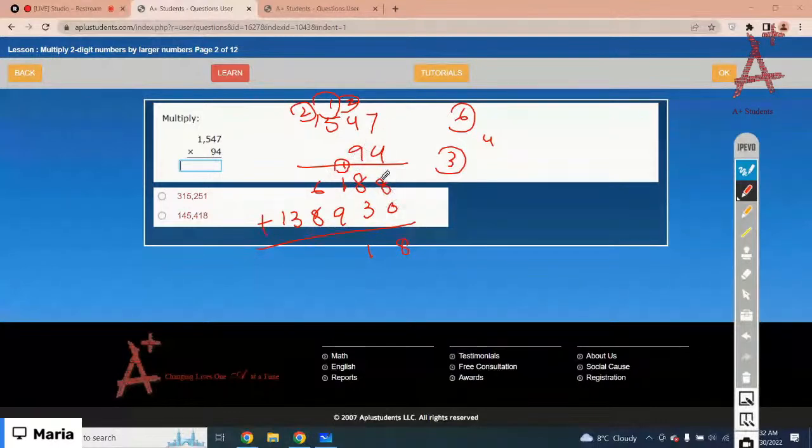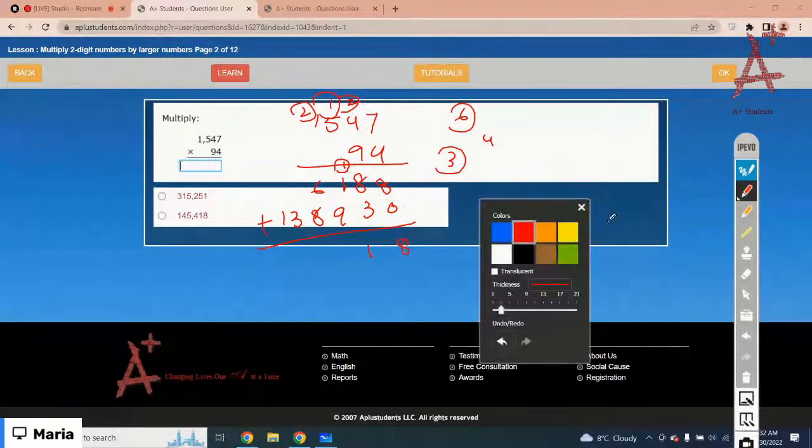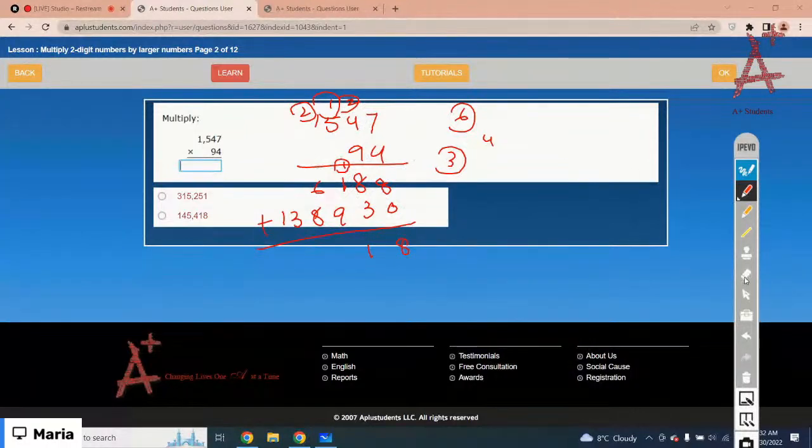Wait, 9 times 7 is 63. 3 and 6 carry. 9 times 4 is 36 and 6, 40. I did a mistake here. Let me just do it again. Wait, let me just do this again. Got it? Because I did a mistake while multiplying. Let me just remove all the carries over here.